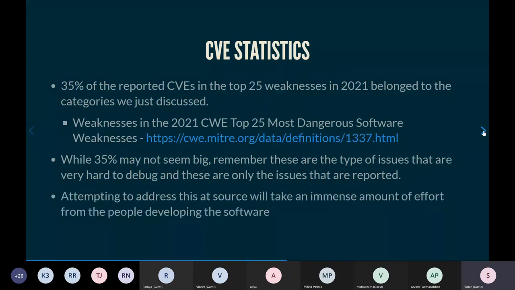Attempting to address this at source when writing the code will take an immense amount of effort from the people developing software, because C, C++, Go, the language is really powerful, but it's very easy to make such mistakes.